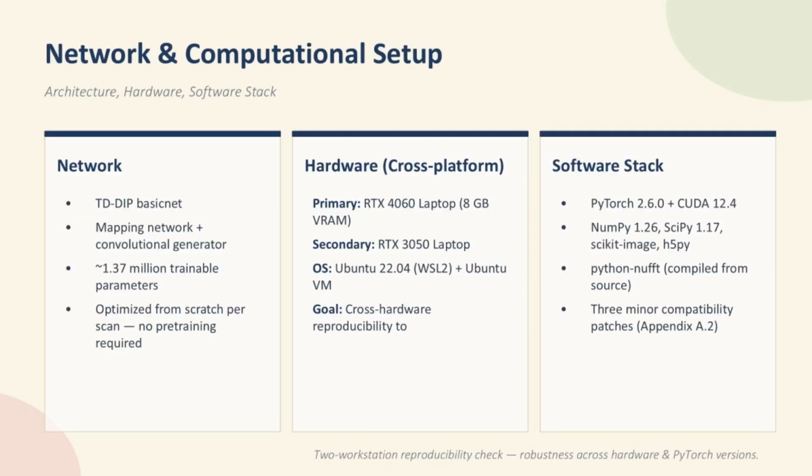The network is the original TD-DIP basic net, a mapping network plus a convolutional generator with about 1.37 million parameters, optimized from scratch on each individual scan. We reproduced the experiments on two different workstations, an RTX 4060 and an RTX 3050, with different PyTorch versions to verify cross-hardware reproducibility and also to maintain speed in our experiments.